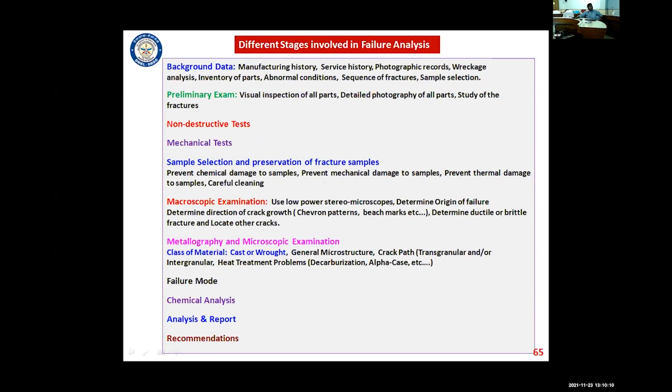Suppose beach marks are there, you can say that it failed by fatigue. Suppose we have chevron patterns, that is a failure, and we determine the ductile or brittle fracture load. And with metallography and microscope examination, we can know the class of metal, whether it is a cast or a rod product, and what the failure mode is. So we'll do chemical analysis, we'll do analysis, and then we'll make some recommendations.